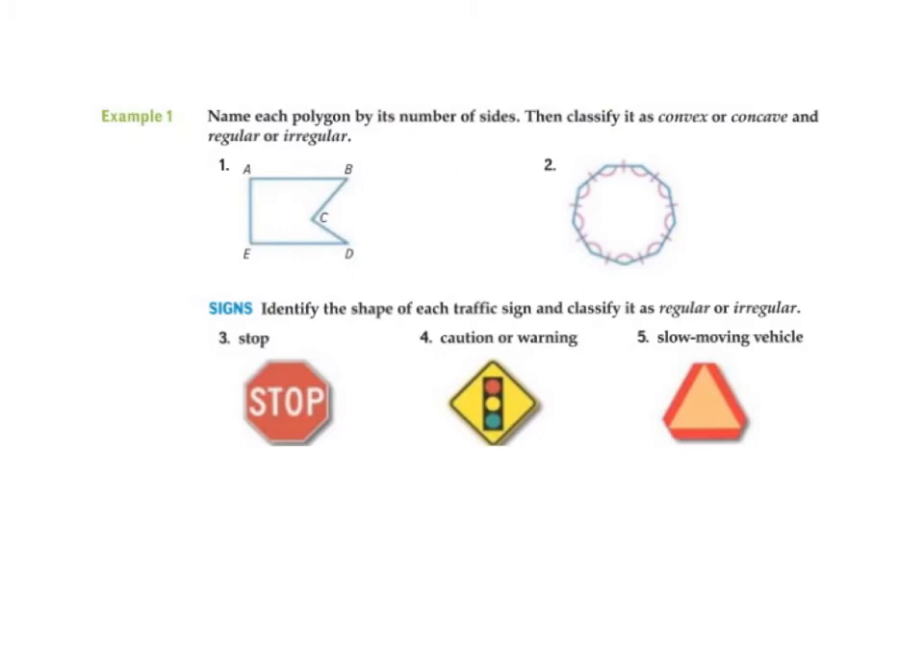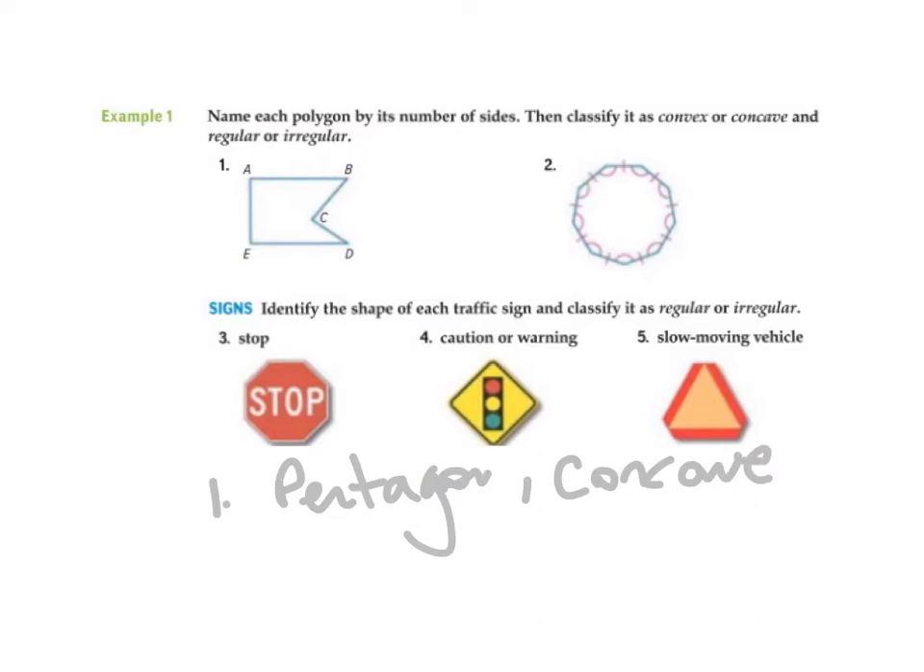Let's have a look at example 1 in its question form. Let's have a look at question number 1. First of all, you've got to name each polygon by its number of sides. Question number 1 is a 5-sided figure, so it's a pentagon. What else is it asking you for? It's classifying it as convex or concave. Well, from B to C and C to D, you're going in, so that's concave. And then whether it's regular or irregular, well, you've got no notation, so it's irregular.